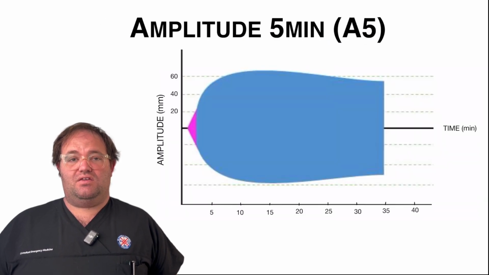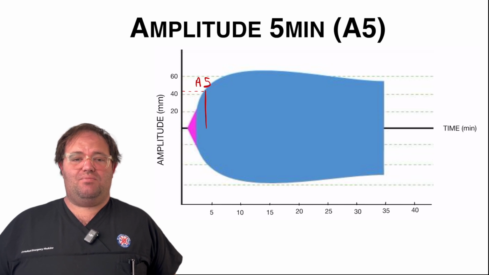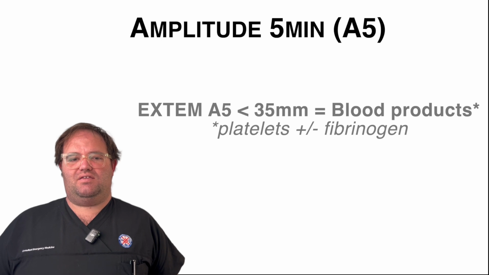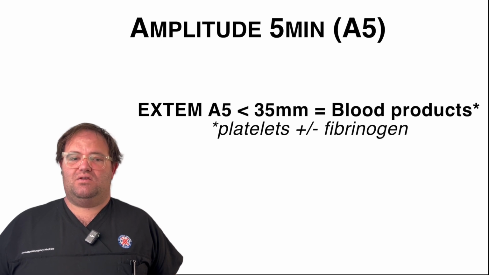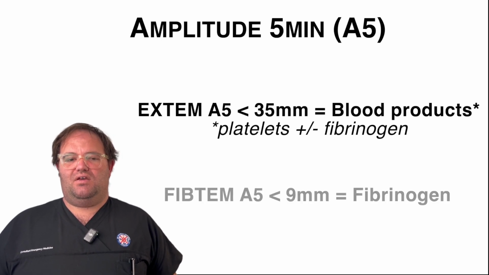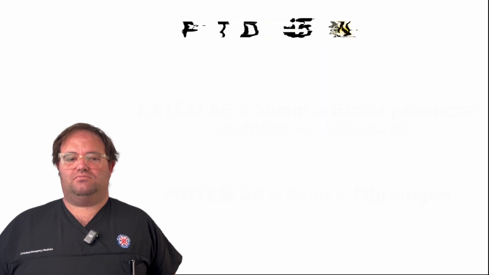Secondly is the A5 or amplitude at 5 minutes. This is really important, especially in trauma. Gives you early information about clot strength. Look at it in both XTEM and FibTEM. XTEM A5 less than 35 millimeters suggests you need blood products. FibTEM A5 less than 9 millimeters suggests you need fibrinogen.